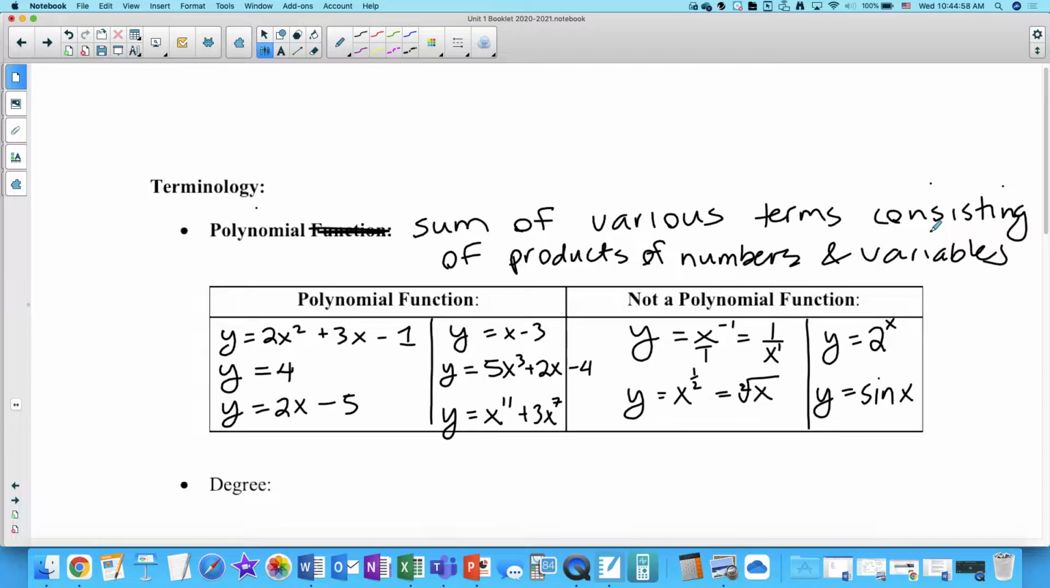Okay, this is not that. Y equals 2 to the power x is not a product of a number and a variable. We're taking a number and we're raising it to a variable exponent. That's different. Okay.